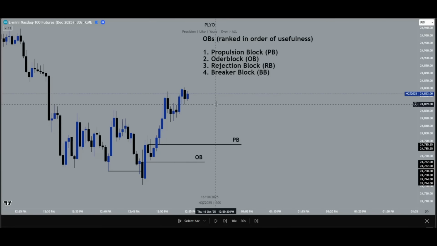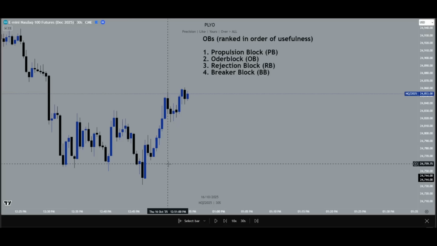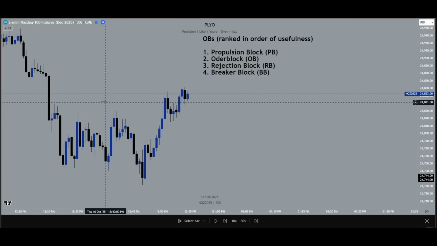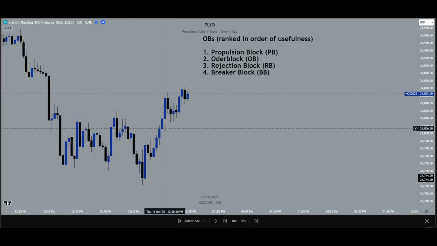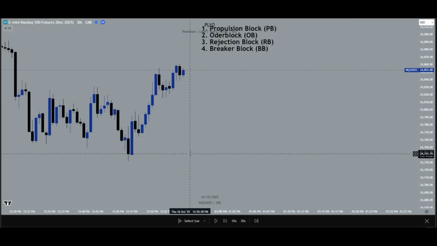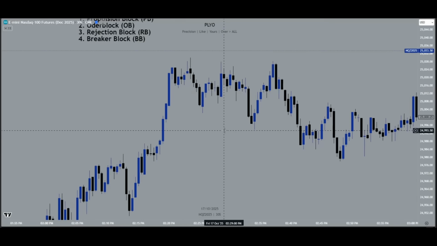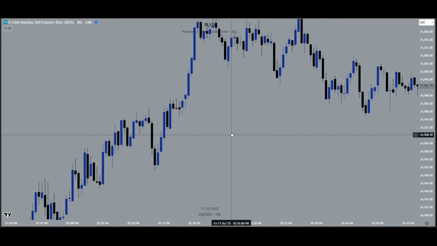Now we're going to move on to rejection blocks. So we kind of already talked about order blocks here. We're going to talk about rejection blocks now, okay? What is a rejection block? A rejection block is simply when we have a candle that looks like an OB, but it's simply a doji. Okay, what does that mean? Okay, this is, of course, a cherry-picked example, but you'll get the idea of what I'm trying to say.